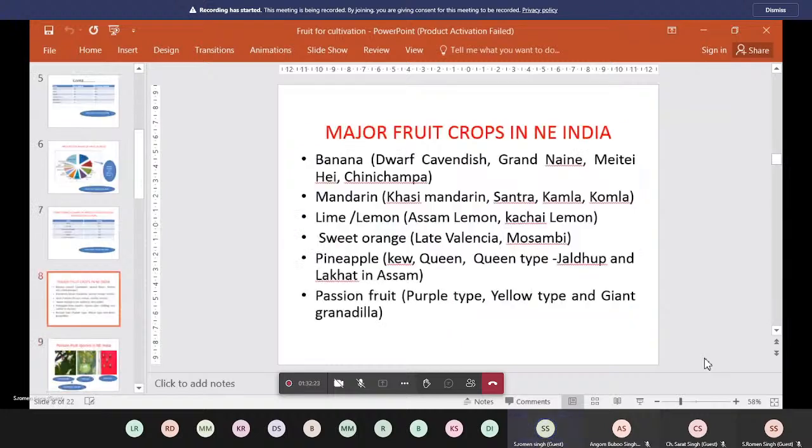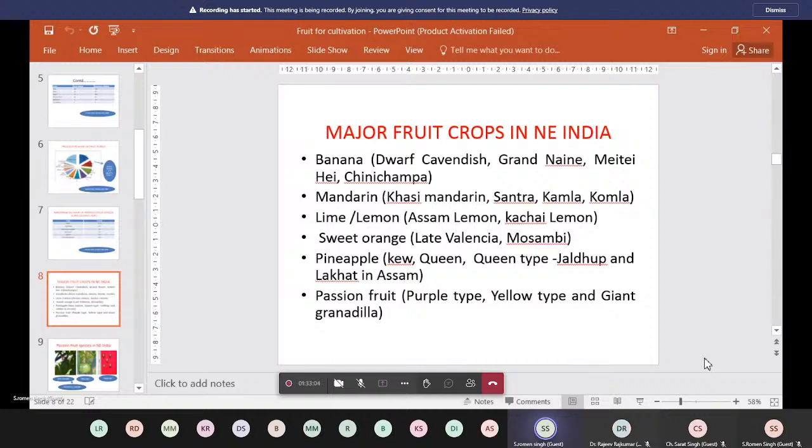In this slide, sir, I want to show what the major fruit crops growing in India are and what the potential fruit crops are that can be grown for income. Banana, mandarin, lime and lemon, sweet orange, pineapple and passion fruit are the major fruit crops growing in the northeastern part of India. Among these fruit crops, banana is the major one. Most commonly cultivated varieties are dwarf Cavendish, which we also call Jahazi, and Grand Naine. In Manipur, Meitei Hai and Sini Sampa are the major cultivars growing.